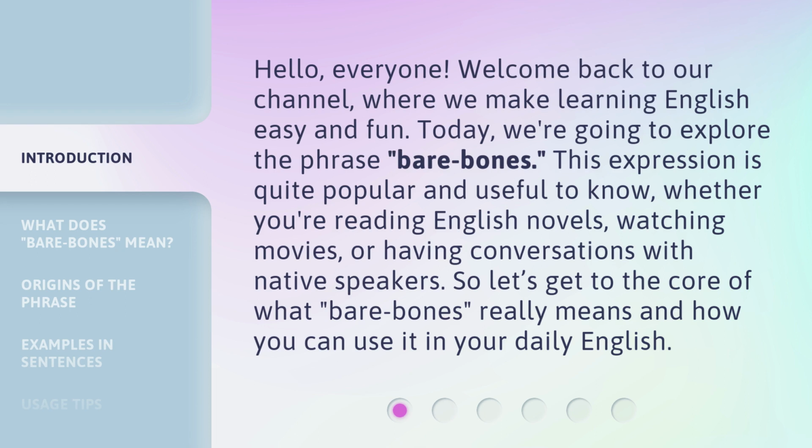Today, we're going to explore the phrase, bare bones. This expression is quite popular and useful to know, whether you're reading English novels, watching movies, or having conversations with native speakers. So let's get to the core of what bare bones really means and how you can use it in your daily English.